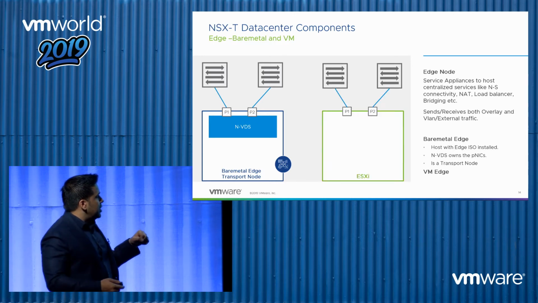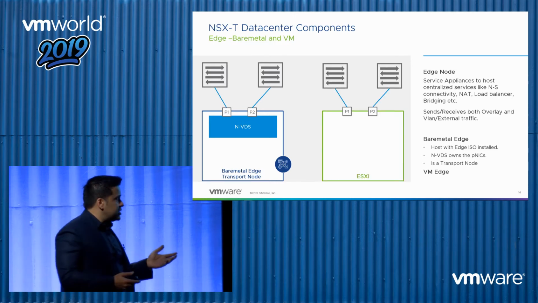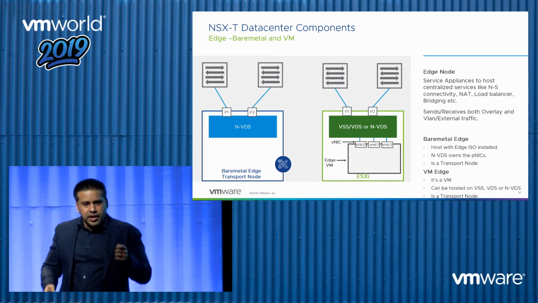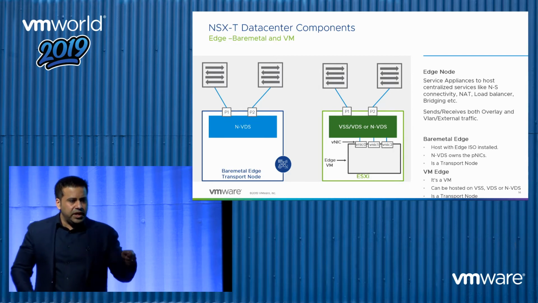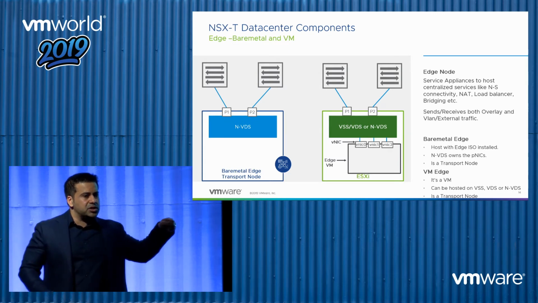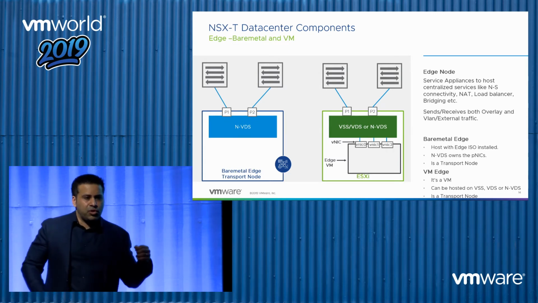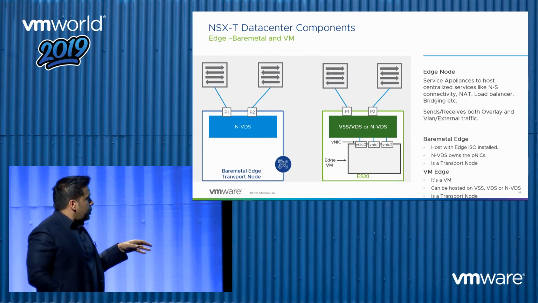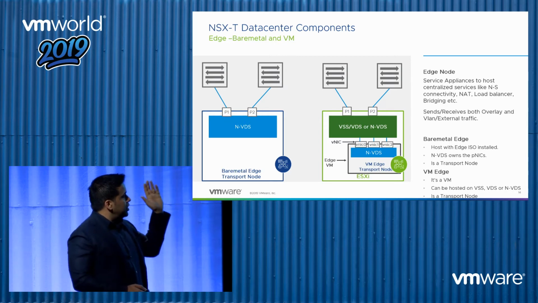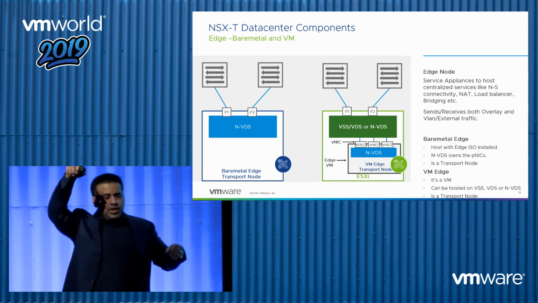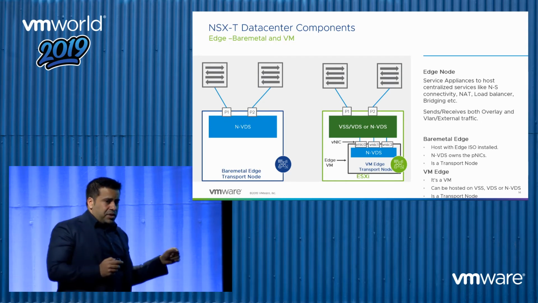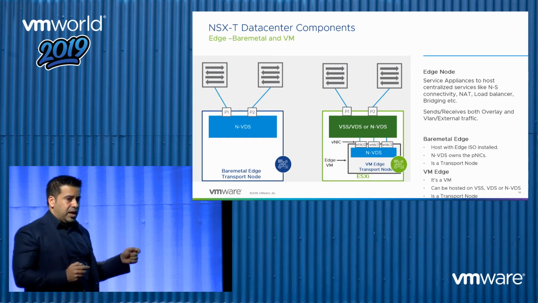And next up is VM form factor. What is the edge VM? It is simply a VM with a couple of VNICs, and it can sit on VSS, VDS, or NVDS. I'll come to this NVDS part because this becomes really important in case of a collapsed cluster design for, let's say, a 4-node cluster. So edge VM, basically a VM with NVDS installed and can run on VSS, VDS, or NVDS. And it's also a transport node, meaning it can encapsulate and decapsulate overlay packets.